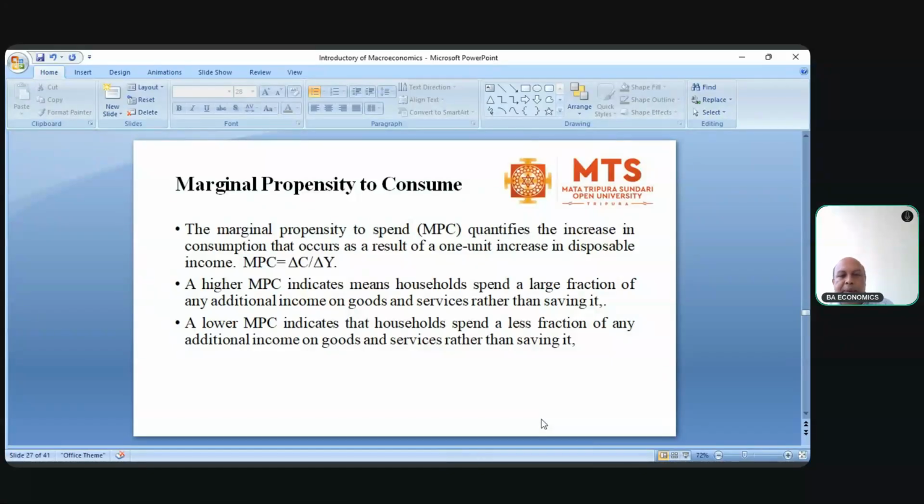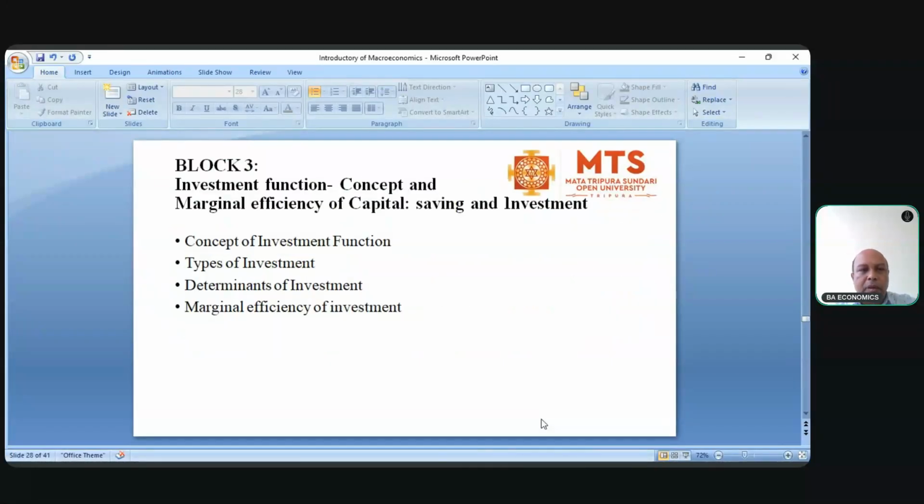In case of low or lower MPC, it means households spend a smaller fraction of any additional income on goods and services rather than savings. It means whatever income is generated, a very small fraction of additional income that person actually uses for purchasing goods and services, and a very large portion of additional income that person will use for savings purpose.